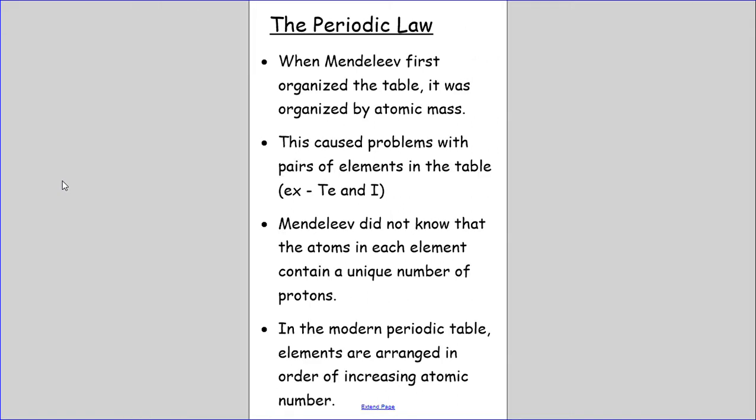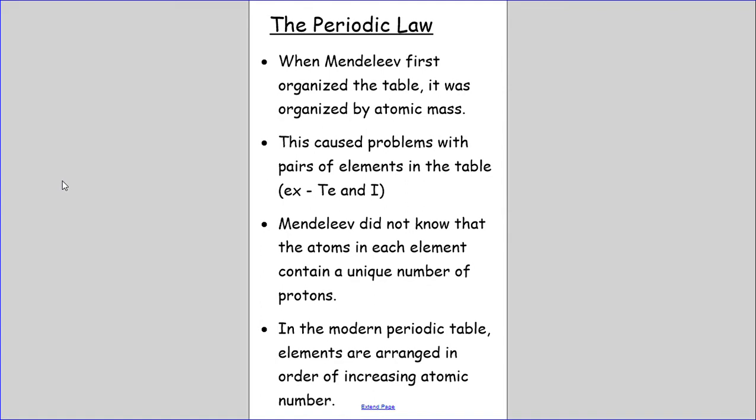For the periodic law, when he first organized the table, he organized it by atomic mass. For the most part, when you look at our modern periodic table, it looks like it goes by increasing mass, and that's definitely the general trend: from the top left to the bottom right, the atomic mass increases. But it doesn't work for every element going left to right across the table. There are a couple of situations where the element that comes first is actually heavier than the element after it in terms of atomic mass. It caused problems with pairs of elements in the table, like tellurium and iodine, for instance.